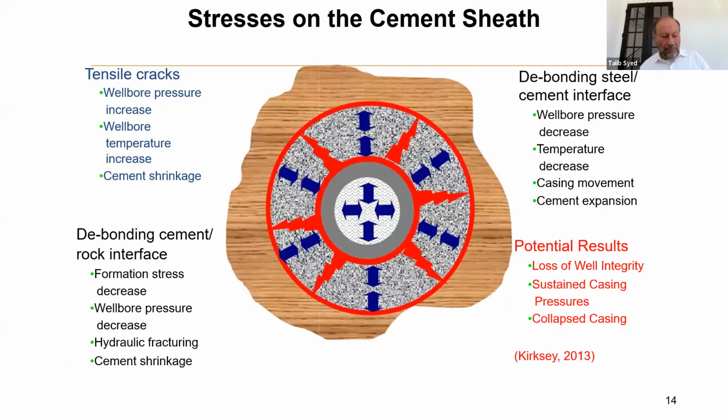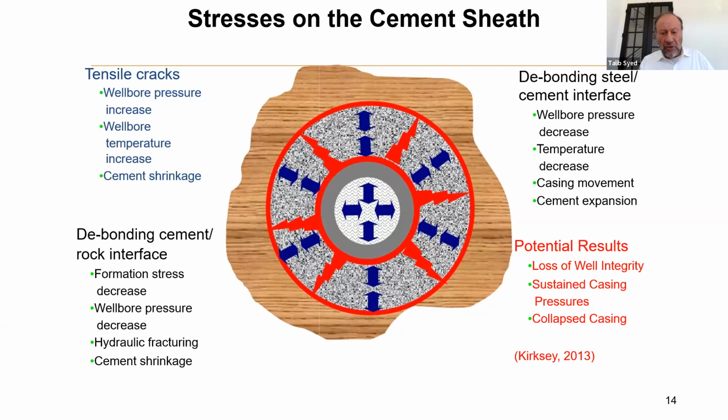Stresses on the cement sheath. You could have tensile cracks that occur. This is courtesy of Kirksey here. Tensile cracks due to wellbore pressure increase or temperature increase, cement shrinkage. Debonding can occur at the cement or rock interface due to the factors that are listed here, or it could occur at the steel cement interface.